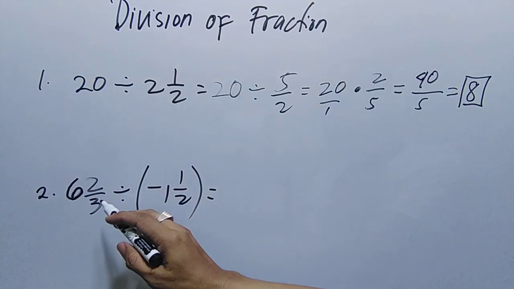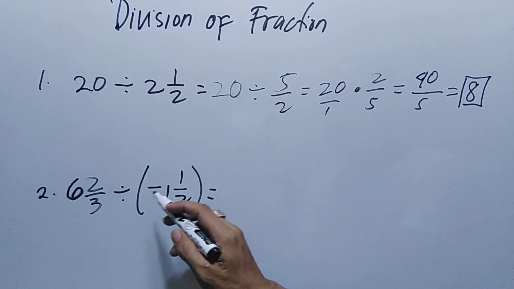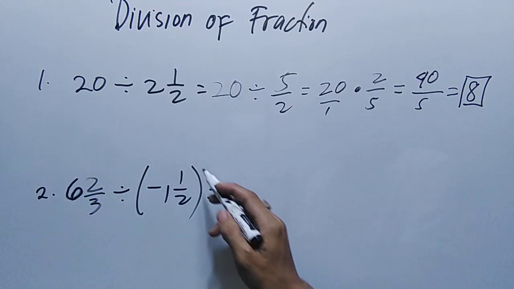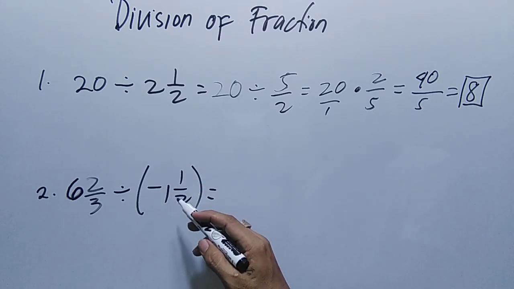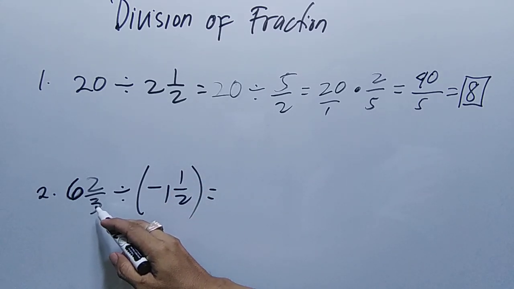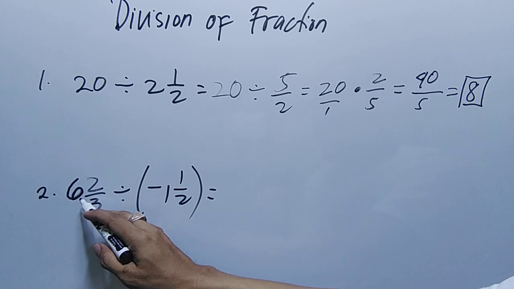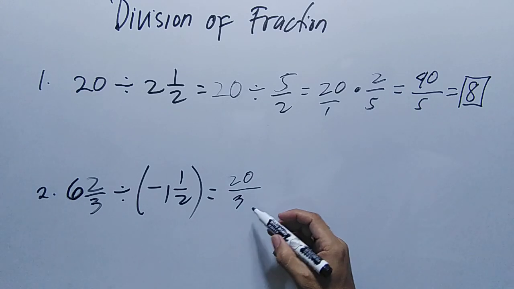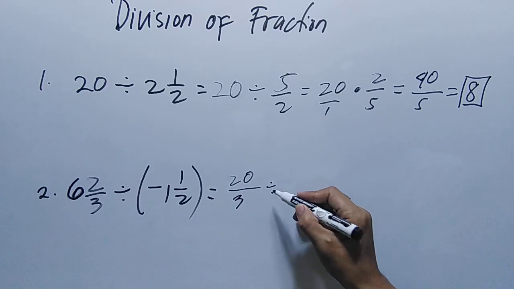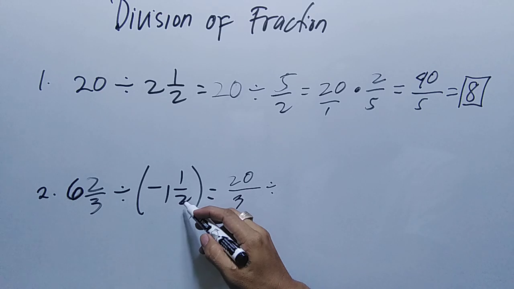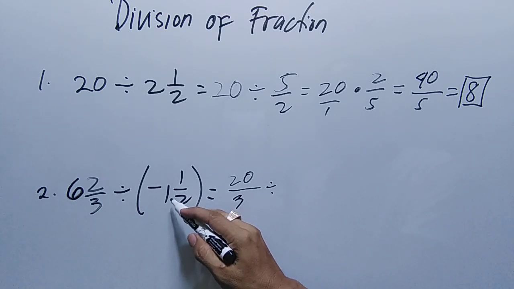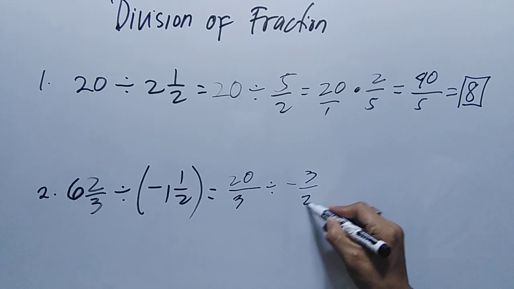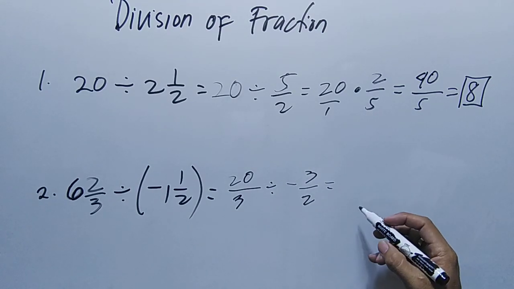Number 2, 6 and 2/3 divided by the quantity of negative 1 and 1 half. So, itong dalawang mixed numbers ay gawin muna natin itong improper fraction. Okay, so 3 times 6 is 18 plus 2, that is 20 over 3. Kopyahan natin yung denominator niya. Okay, divided by 2 times 1, 2 plus 1, 3. Okay, negative 3 over 2 equals.